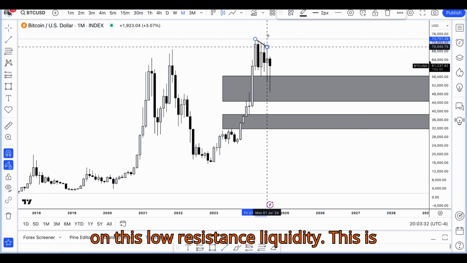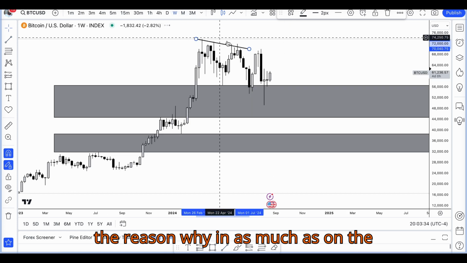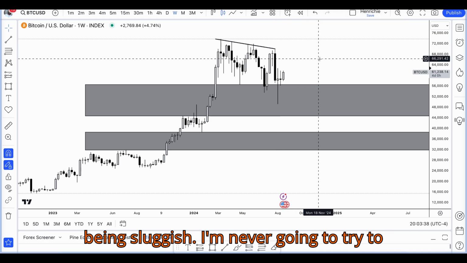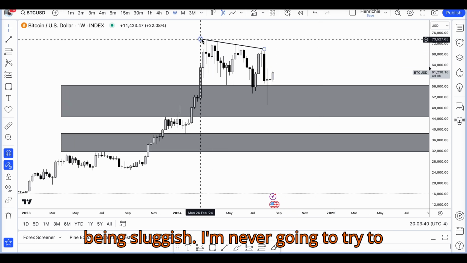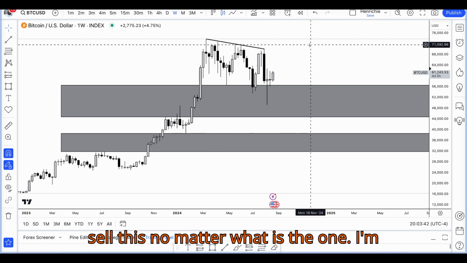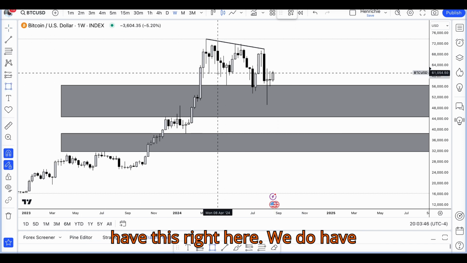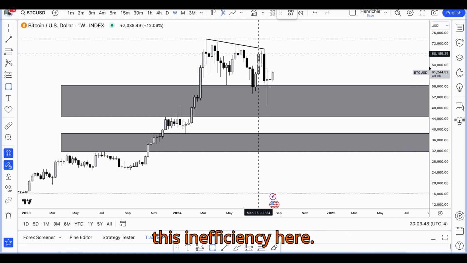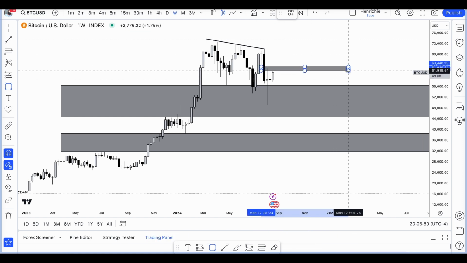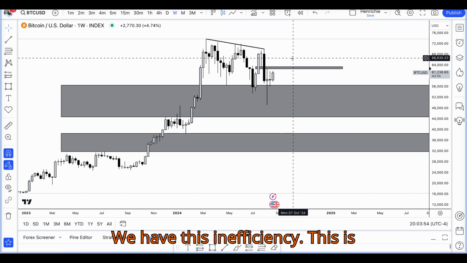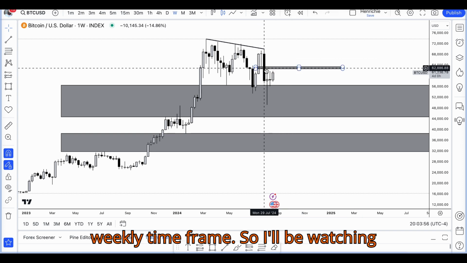low resistance liquidity. This is the reason why, in as much as on the intraday levels the market is just being sluggish, I'm never going to try to sell this. No matter what it's doing, I'm never going to try to sell it. Yes, we do have this right here. We do have this inefficiency here. We have this inefficiency. This is the weekly time frame. So I'll be watching this.